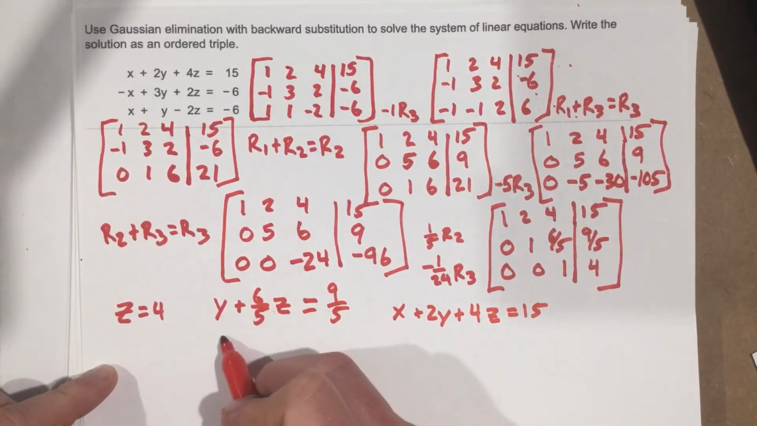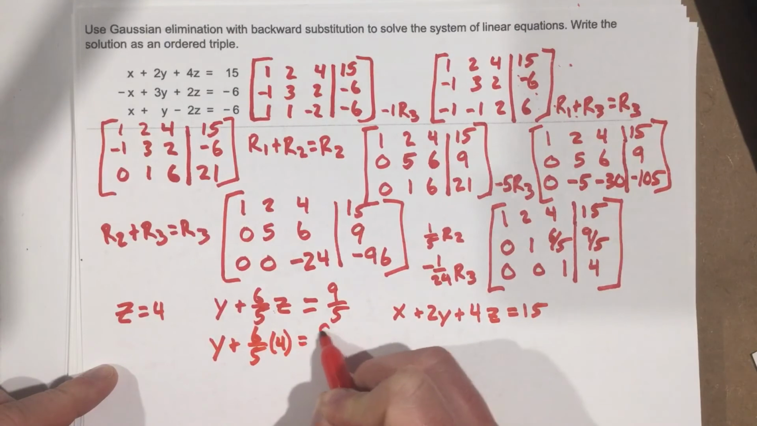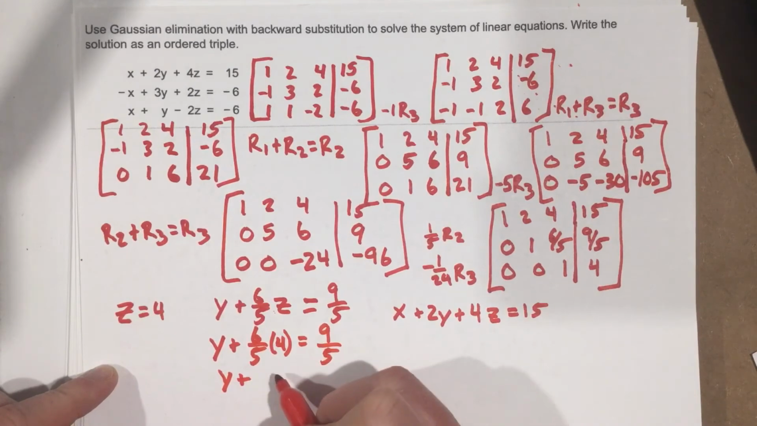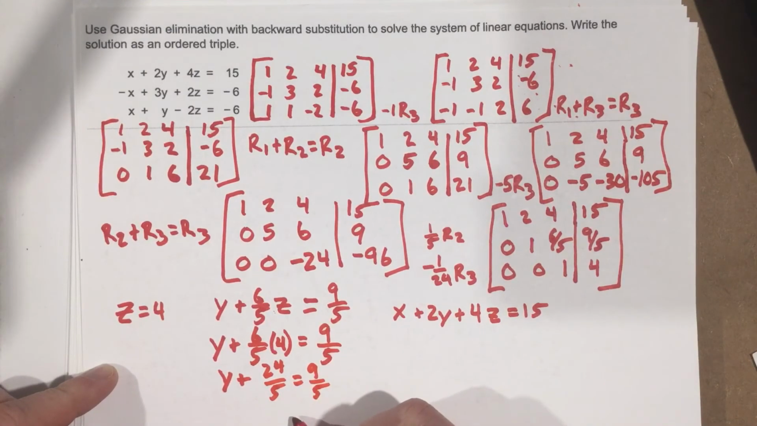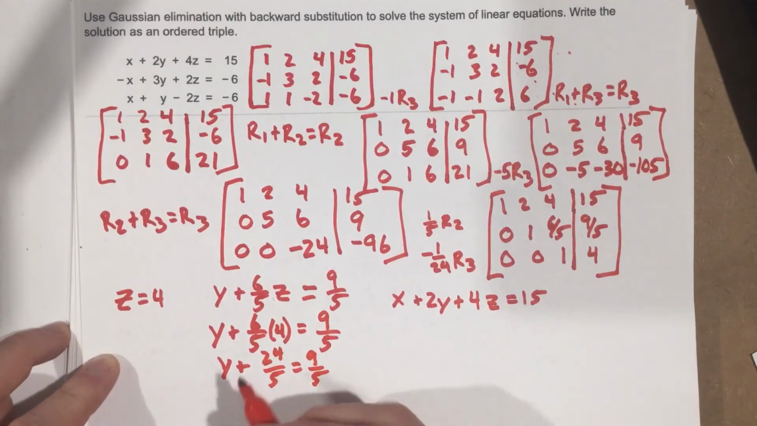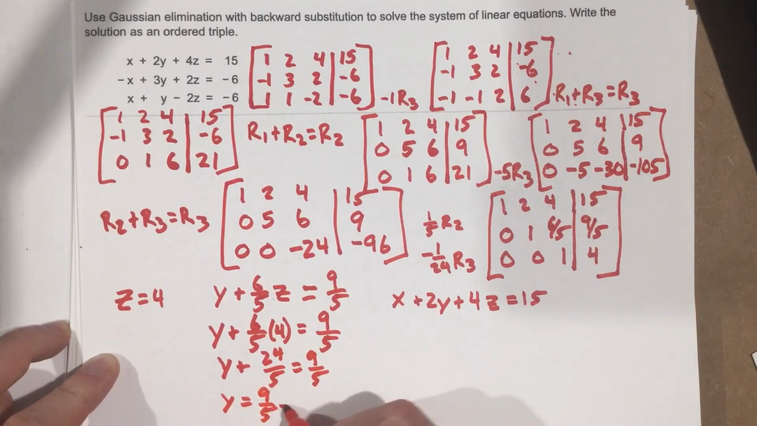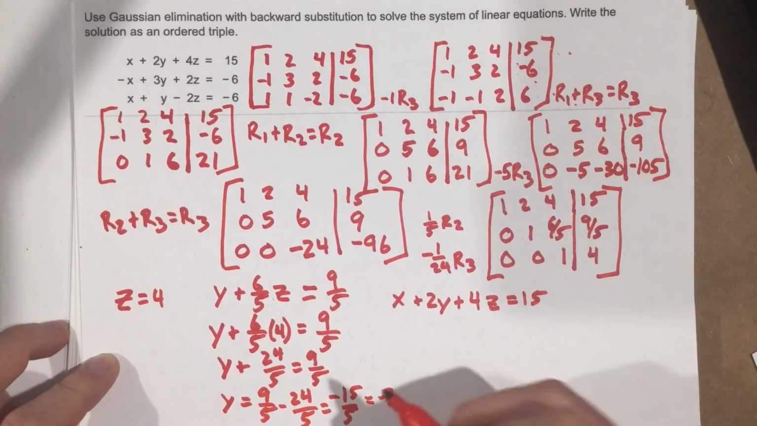So the backward substitution starts here. I plug 4 in for z. I get y plus 6 over 5 times 4 equals 9/5. So I get y plus, this will give me 24 over 5 equals 9/5. When I subtract it over, I get y equals 9/5 minus 24 over 5, which is negative 15 over 5, which is negative 3. So that's what y is, negative 3.